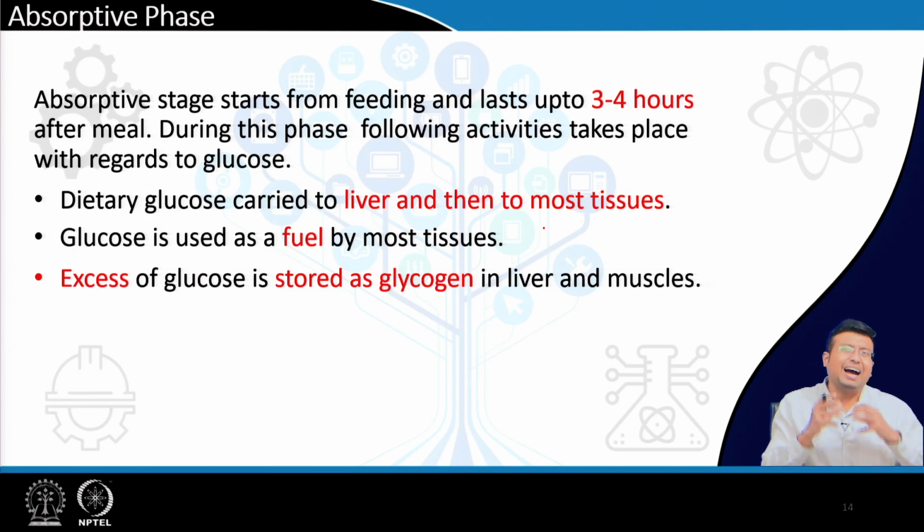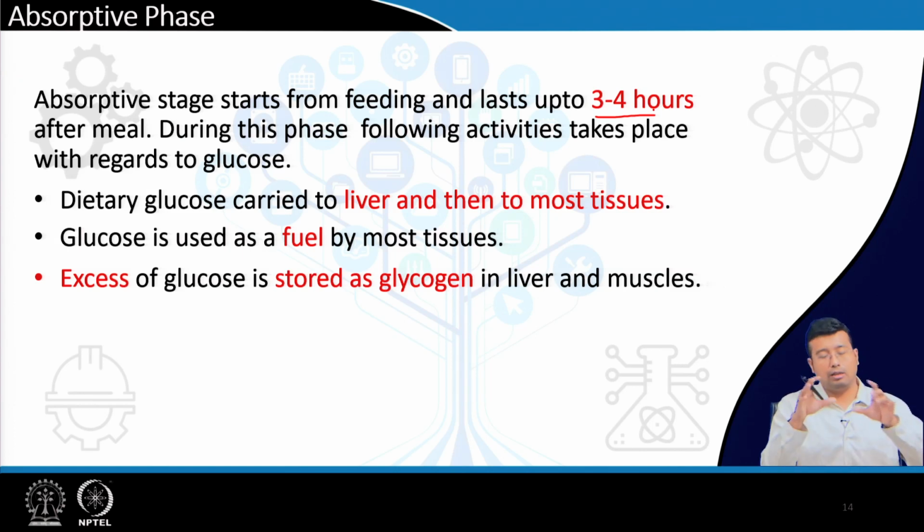So, when adequate diet is there, the absorptive phase of glucose starts and it lasts for 3 to 4 hours after the meal. This dietary glucose now enters into our system, it reaches the liver and most of the tissue. Glucose is the fuel for most of the tissue, right, and the excess amount of glucose is stored as glycogen in the liver. There is no problem when you are adequate in diet.